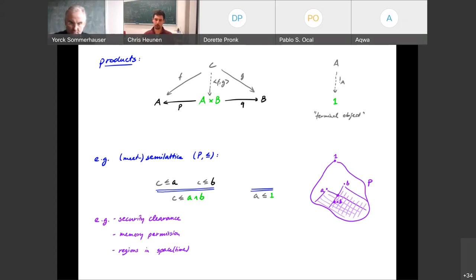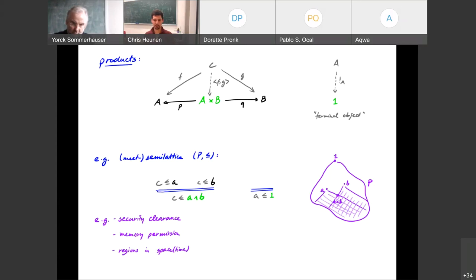So in the purple picture on the right here, if you think of this as a Hasse diagram of the partially ordered set P, then one is at the very top, everything is below one. And whenever I have two points A and B, you can look at all the things below both A and B. There's a third thing, A meet B, such that the overlap between the downsets of A and B is exactly the downset of A meet B.